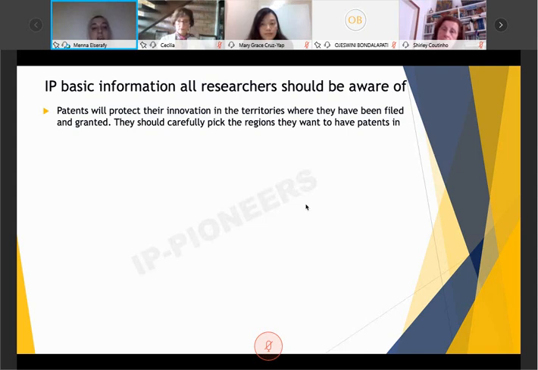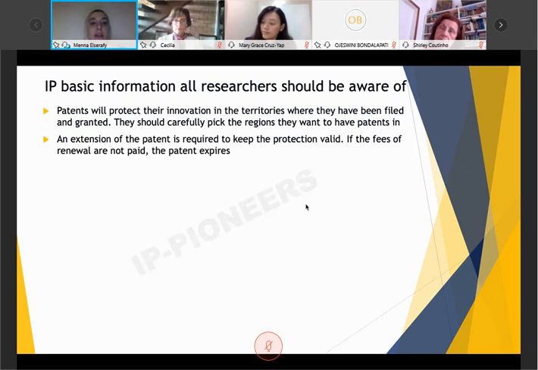This means that if I have my protection in Egypt, for example, this will not prevent anyone in a different country from producing the same product that I have. And so the researcher has to decide if he wants to have this protection local or international, and if he wants to invest in one market or many.